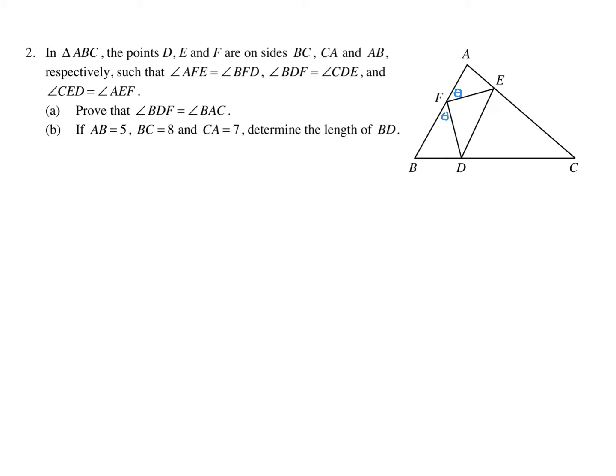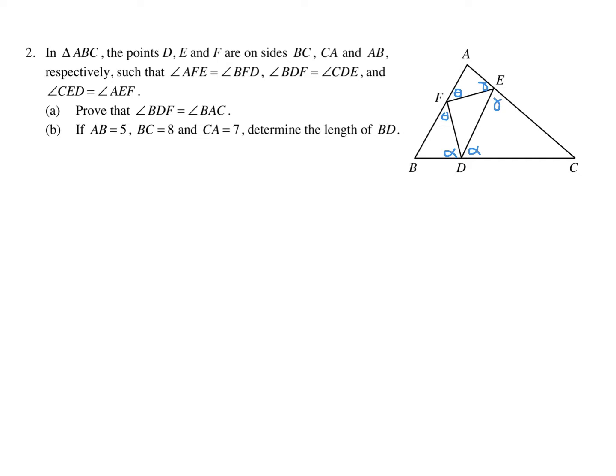Then the next one, BDF is equal to CDE. So BDF, I'll call that alpha. And that's equal to CDE. So CDE, there's alpha right there. And then the last one, CED, is equal to AEF. CED, I'll call that gamma. Is this the symbol for gamma? Well, whatever. And this is now gamma, because that's AEF. Okay, so that's basically the labeling of what they've told me in the opening stem.